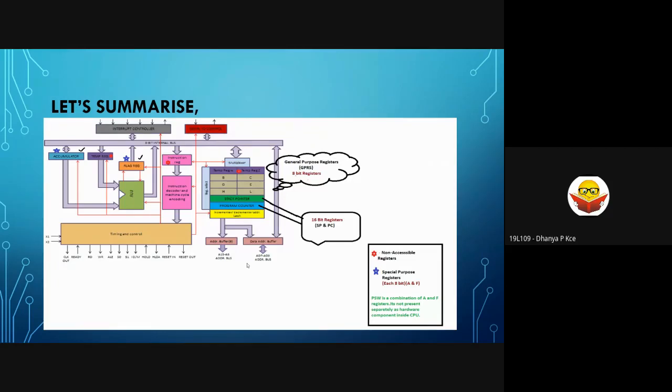In this entire internal structure, we have learned only about registers. First one, general purpose registers, GPRs, those are 8-bit registers. Following that, we have stack pointer and program counter. Those come under 16-bit registers, SP and PC. Next one, accumulator and flag register. Those are special purpose registers, each of 8-bit, A and F. I had already said A and F can be combined together, but it's not present as such in hardware. But they can be combined together, and we have a term for that. Can you remember that term? Combination of accumulator and flag register.